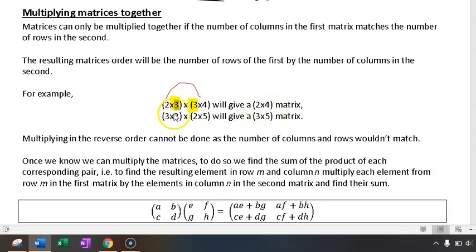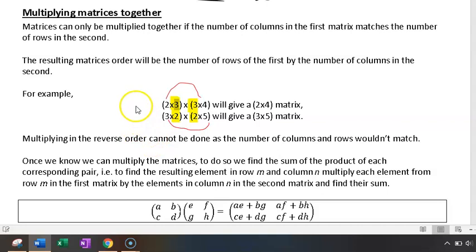Same idea for this one. It's a 3 by 2 times a 2 by 5, so it's compatible, or conformable. So here we can say the order of the resulting matrix is going to be a 3 by 5. So that's really how it's going to be.